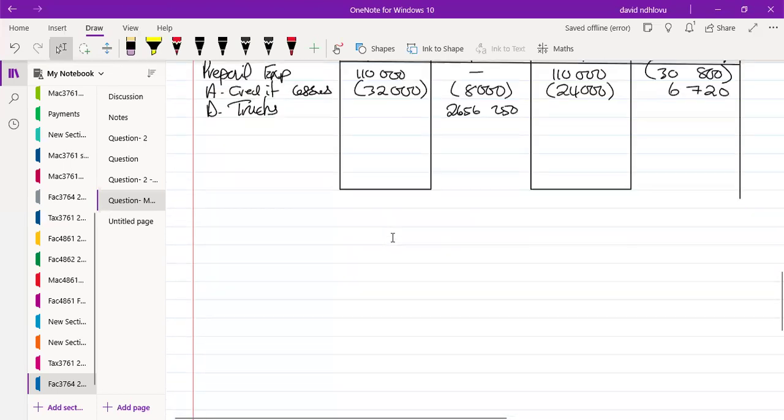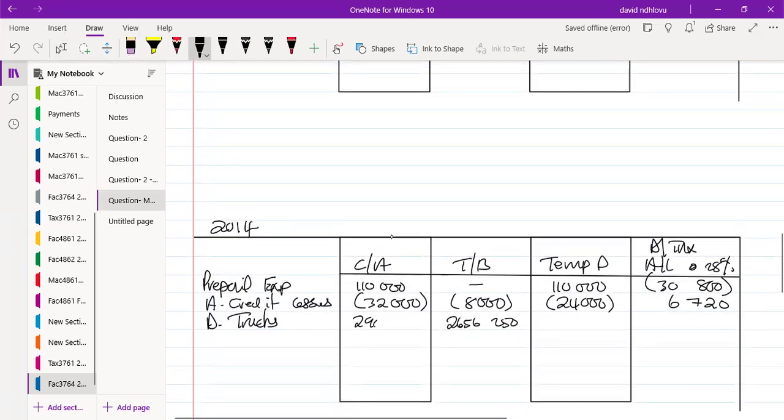But here we now have 2.9 according to our own calculations. So 2,900,000 minus 2,656,250, we are going to have an amount of 243,750, times 0.28, which gives us 68,250. Let me check the 28. Did I use the correct rate here? Yes, I did. This is a deferred tax liability. If it's not in brackets there, then here it should be in brackets.